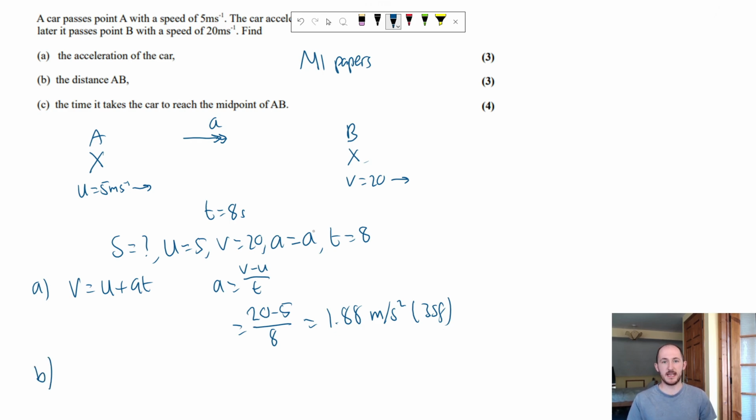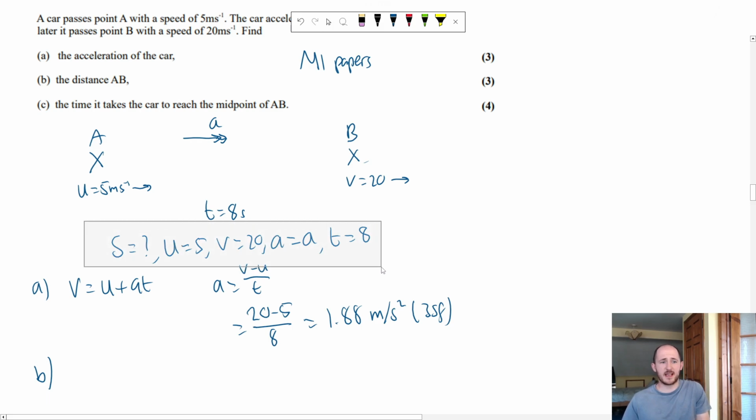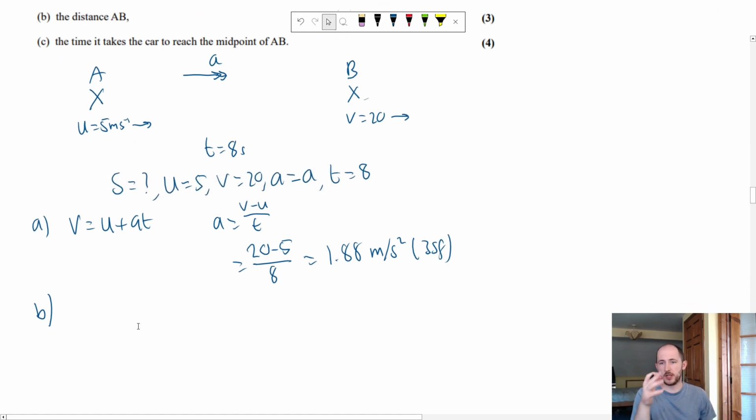Now the reason why I say this is easy is because now distance, well, we have everything except distance. We can use whatever equation we want to use. Any one that has S in it anyway. So you can use half U plus V over 2t if you want to. Or you can use good old-fashioned S equals UT plus half AT squared. Literally anyone works. And that's why it's another 3 marks.